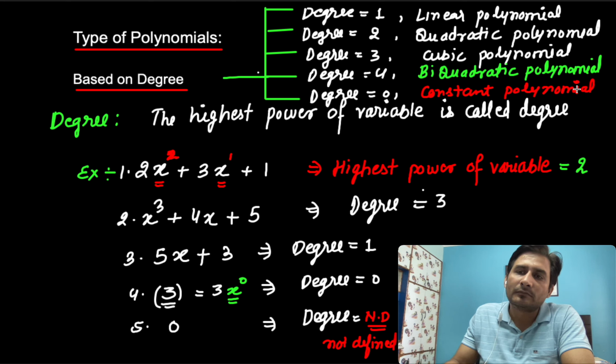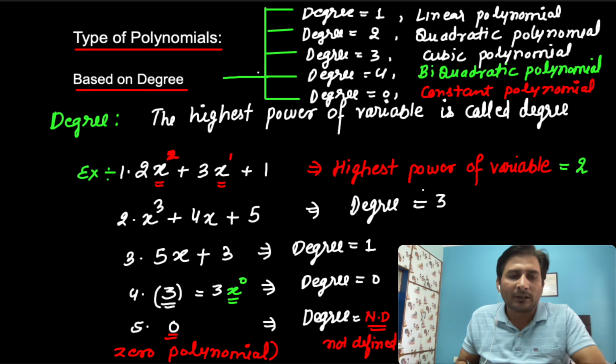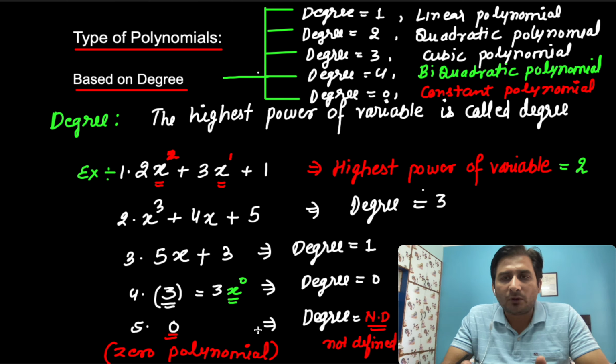So what if degree is more than 4? Then we just call it a polynomial. And if the degree is not defined, if it is written 0 only, that type of polynomial is called a zero polynomial. So these are the types of polynomial based on the degree. We have discussed it here with the help of examples. I hope it's clear to you all.